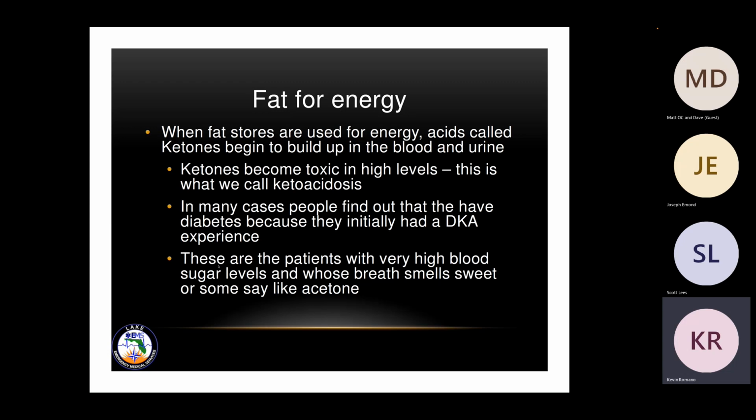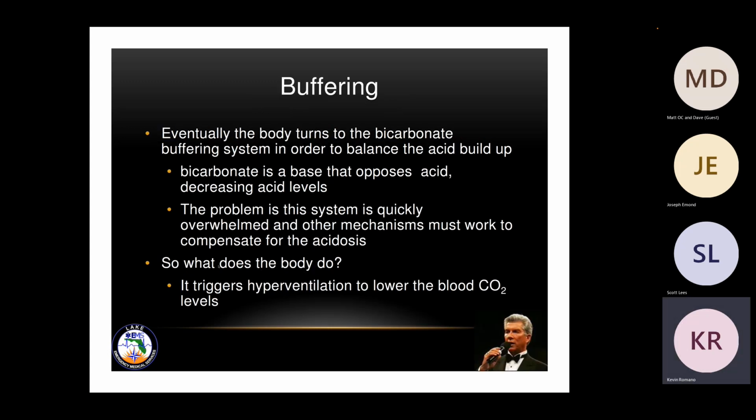These are the patients with a very high blood sugar level and whose breath smells sweet, or sometimes like acetone. Right? So we have a buffering system, that's our bicarb, in order to balance the acid buildup. Bicarb is a base that opposes acid, decreasing acid levels. The problem is the system is quickly overwhelmed and other mechanisms must work to compensate for the acidosis. So what does the body do? Well, it triggers hyperventilation to lower the blood carbon dioxide levels.